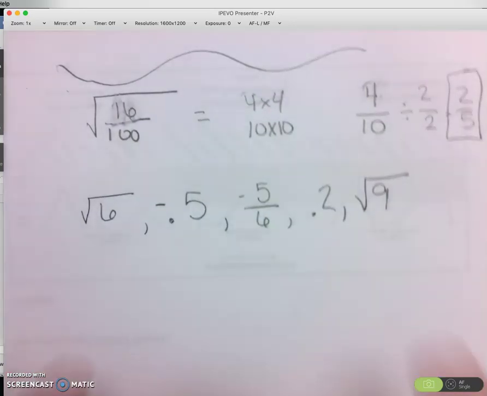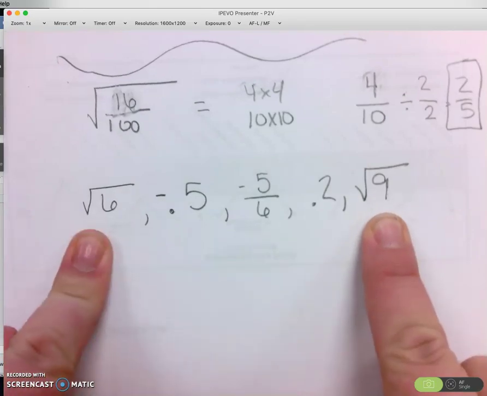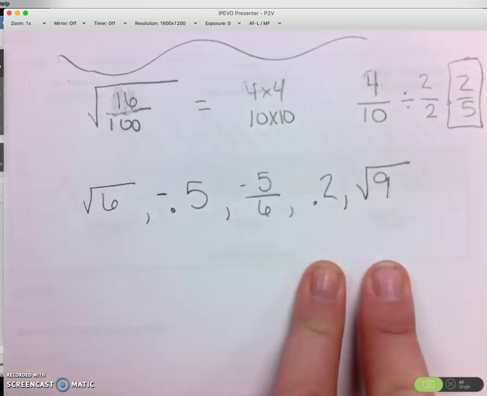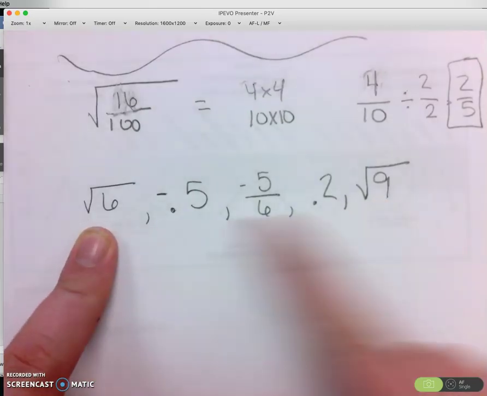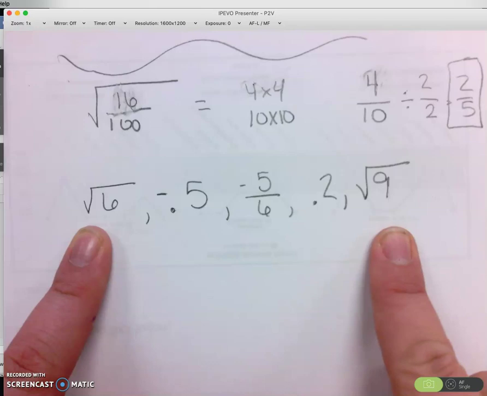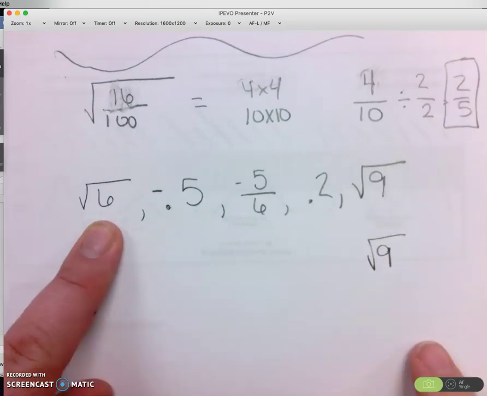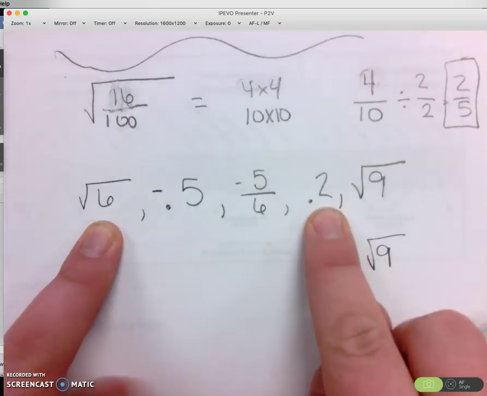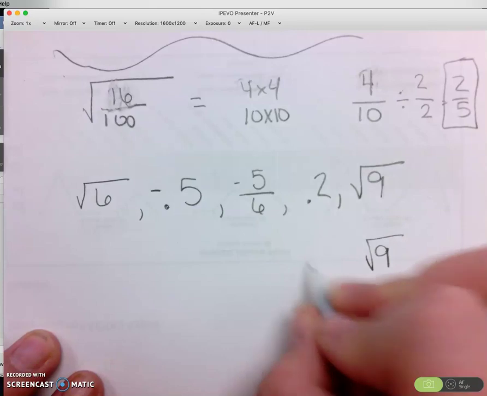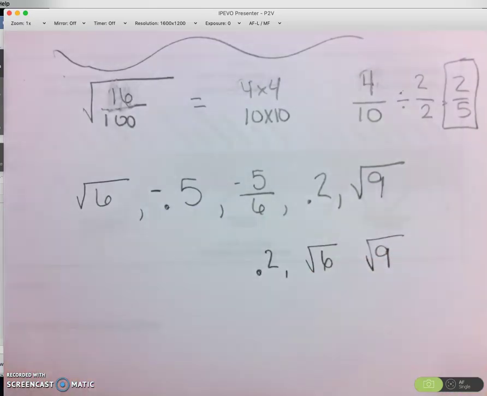There's a lot of logic within these. So obviously, this square root of 9 is going to be bigger than the square root of 6, right? So we could put those two. And then square root of 9 is a 3. Is there any number bigger than 3? No. So that's going to be the biggest one. And then we have decimals, right? Well, this decimal's got to be bigger than any negative. So then we do square root of 6, 0.2, right?